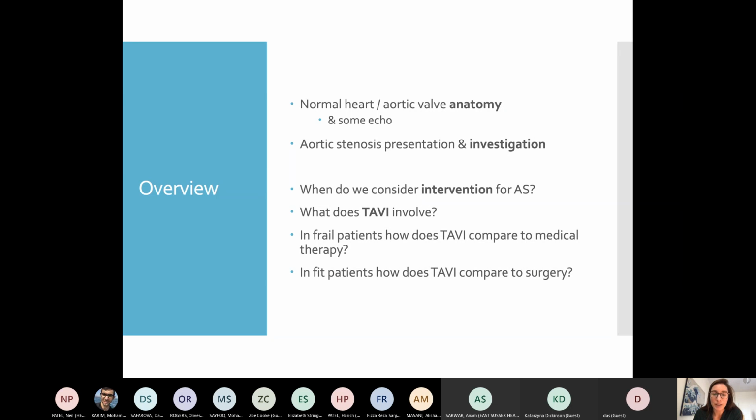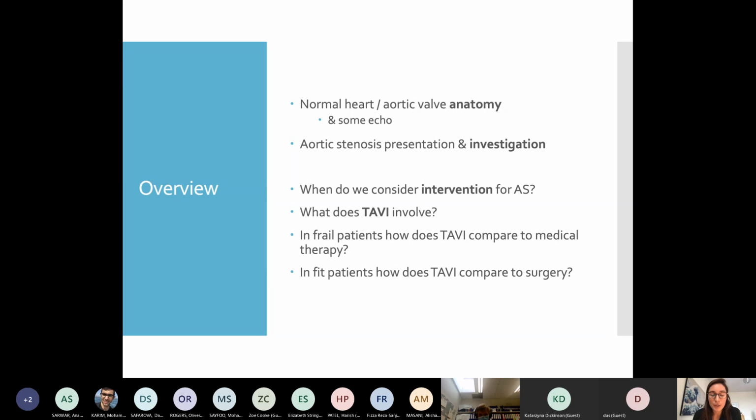So we'll talk a little bit about aortic stenosis, how patients present and how we investigate them. And then when we consider intervention for aortic stenosis, we'll also talk a little bit about what TAVI involves, because I think it's really important. We all come across aortic stenosis looking after an aging population, and it's really important to know what you're actually suggesting putting the patient through when you talk about whether it might be appropriate to intervene.